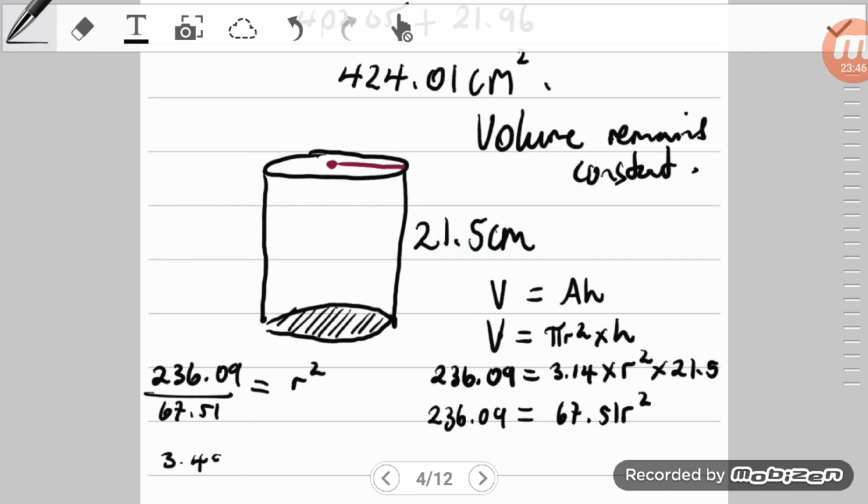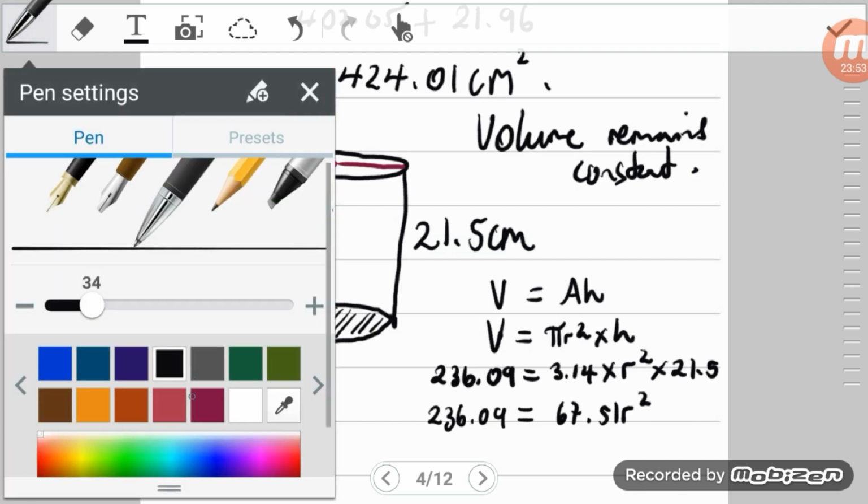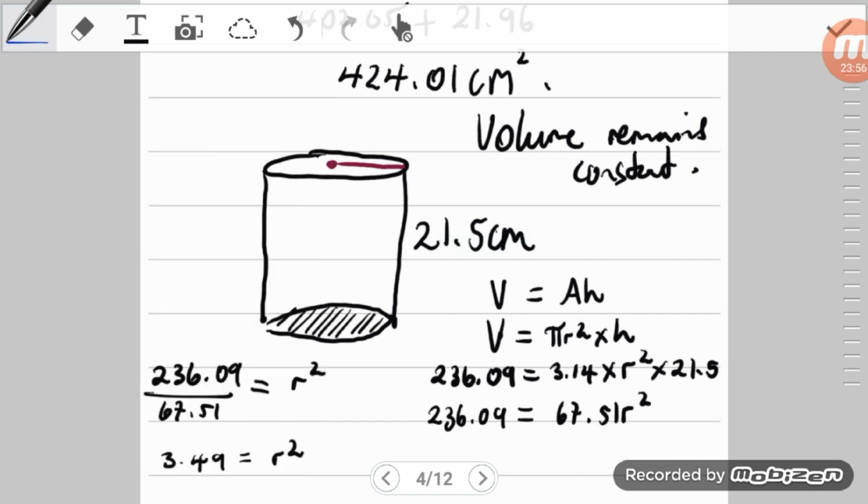All right. And just to wrap up our final result here, in order to get r to be the subject, we're going to have to find the square root of both sides. So that's the square root of 3.49, and that's going to be equal to r. Because when we take the square root of r squared, the square will cancel the root. So our final result here for the radius of the cylindrical container is going to be 1.9.